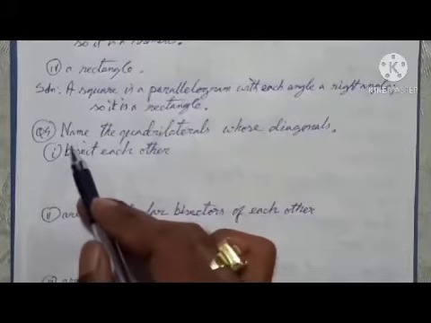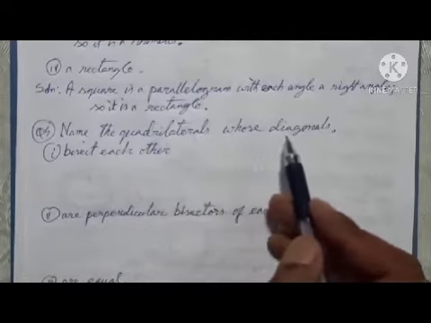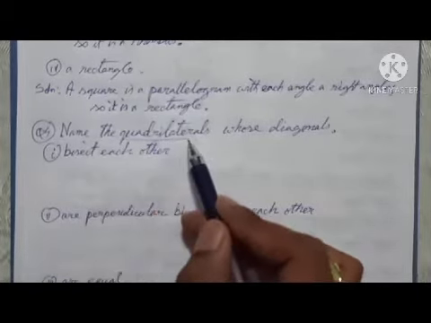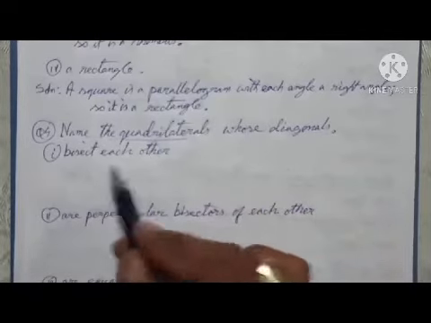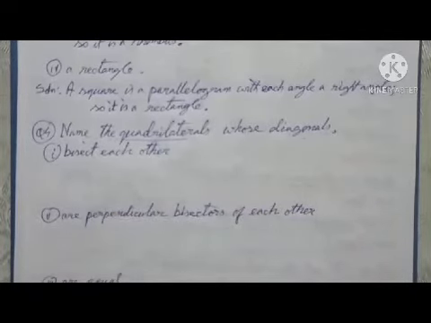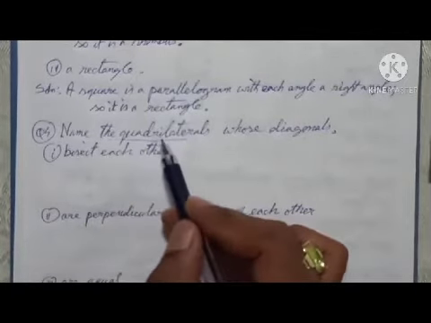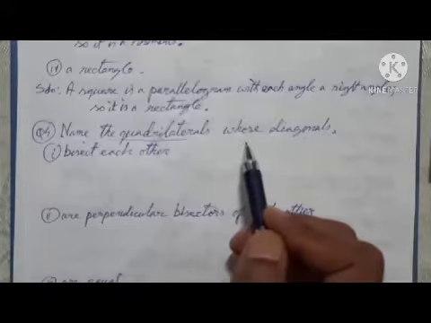Name the quadrilateral whose diagonals, Roman 1, bisect each other. We are going to name the quadrilateral in which diagonals bisect each other. In this Roman 1, we are going to name the quadrilateral whose diagonals bisect each other.